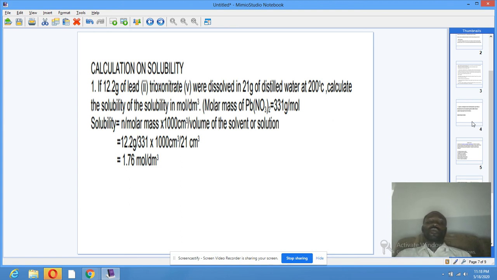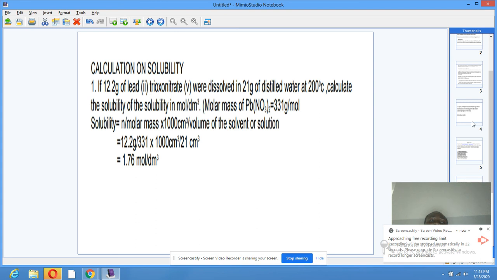Calculation on solubility. Looking at example 1: if 12.2 grams of lead(II) trioxonitrate(V) were dissolved in 21 grams of distilled water at 20 degrees C, calculate the solubility in mole per dm cubed. Now, the first thing we do is that the formula is small m over big M. Our small m is 12.2 grams, while the big M is the molar mass, and that is 331 times 1000 cl.